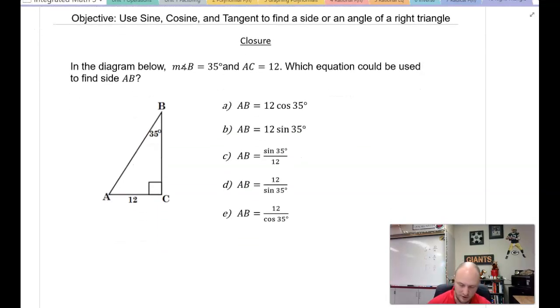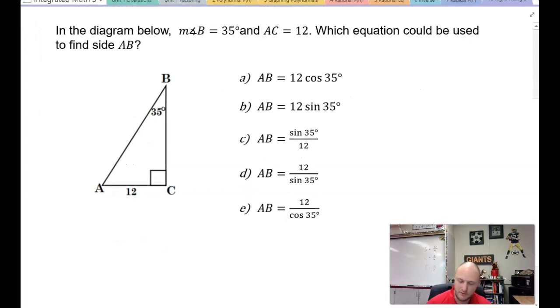Here we go, closure. In the diagram below, the measurement of angle B is 35 degrees, and side AC, again, AC is the side that connects point A and C, it's 12. Which equation can be used to find side AB? Pause the video, try this one.